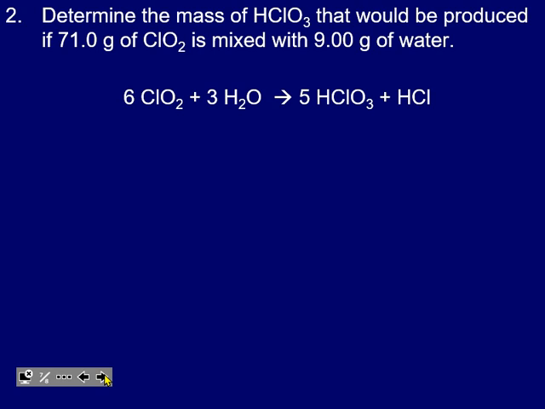So again, don't wait for me. The logic is the same. It's when we get to the need and have where it's a little different. So you should be calculating away. Determine the mass of this, question mark, grams, produced when 71 grams of the ClO2 reacts with 9 grams of water, and you proceed.